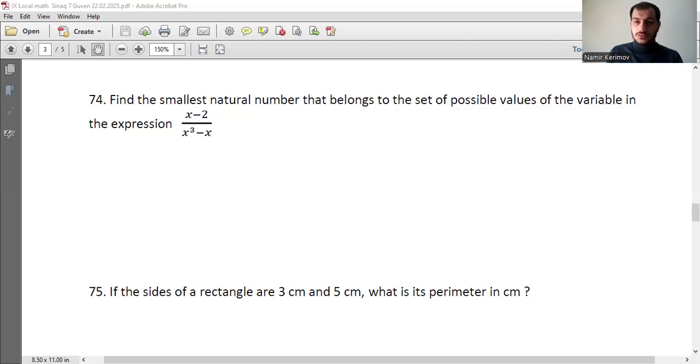If that expression cannot be 0, then we can say x cannot be 0, x cannot be 1, x cannot be negative 1. So smallest natural number. Natural numbers are 1, 2, 3, 4, and others. So the smallest one is 2 here, because we said x cannot be 1, then the other one should be 2. Answer is 2.